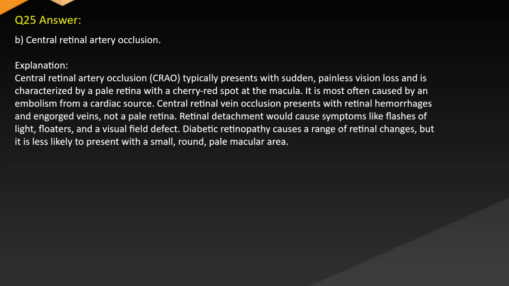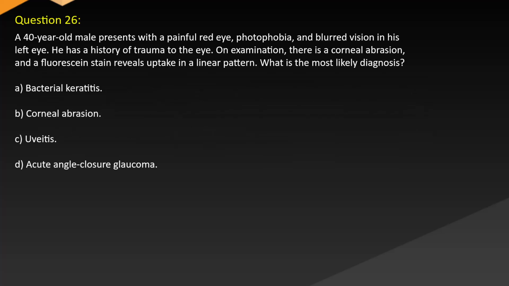Central retinal vein occlusion presents with retinal hemorrhages and engorged veins, not a pale retina. Retinal detachment would cause symptoms like flashes of light, floaters, and a visual field defect. Diabetic retinopathy causes a range of retinal changes, but it is less likely to present with a small, round, pale macular area.